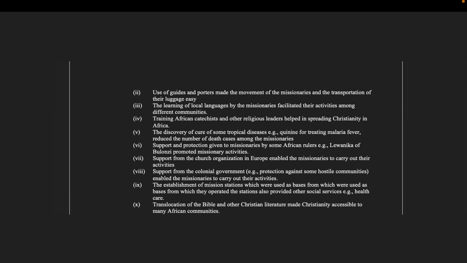The establishment of mission stations which were used as bases from which they operated. The stations also provided other social services, e.g., health care. Translation of the Bible and other Christian literature made Christianity accessible to many African communities.